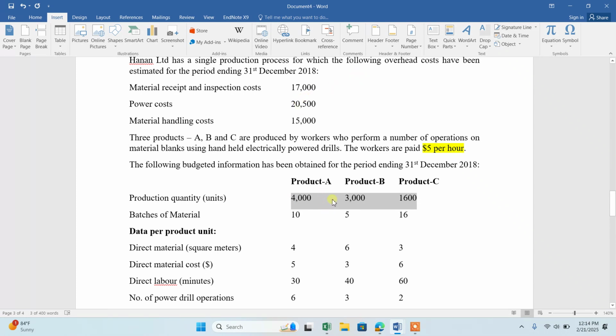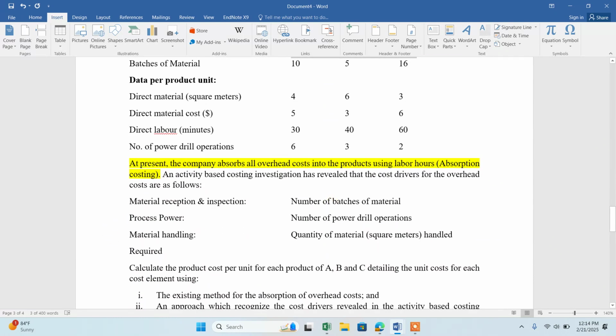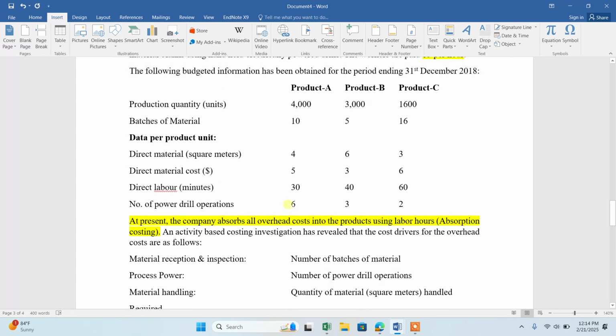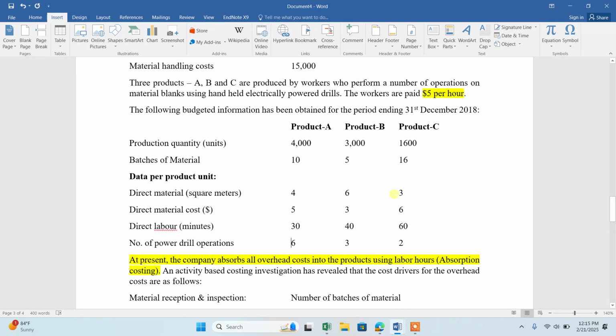Now we are supposed to identify the cost driver. The cost driver for the power process is the number of power drill operations. Here the number of power drill operations is given, but interestingly, it is given for one unit. In the previous case we converted the number of batches into one unit, but here the data says six power drill operations are required for A, three for B, and two for C. So we need to find the total number of operations for 4,000 units.